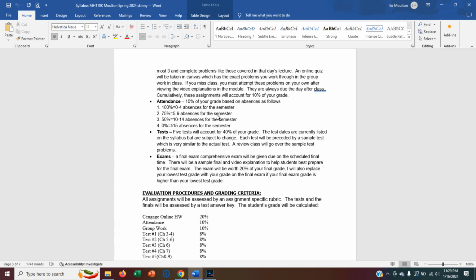The goal is for you to know exactly what's coming before you take the final exam, worth 20% of your grade. It also replaces your lowest test grade. If you get a higher grade on the final exam than your lowest test grade, it's really worth up to 28. The largest individual component is the test.